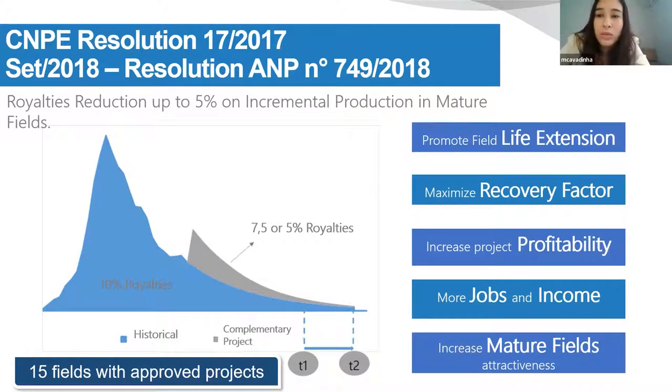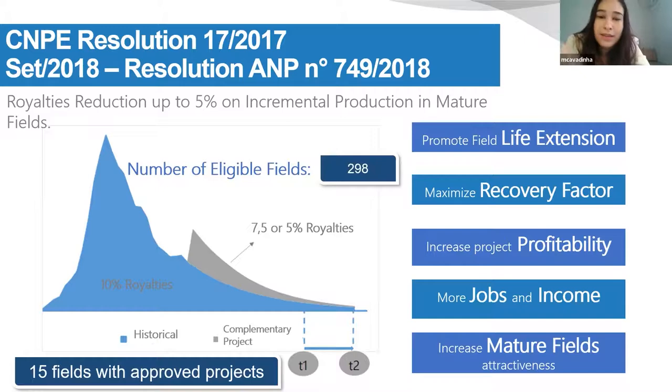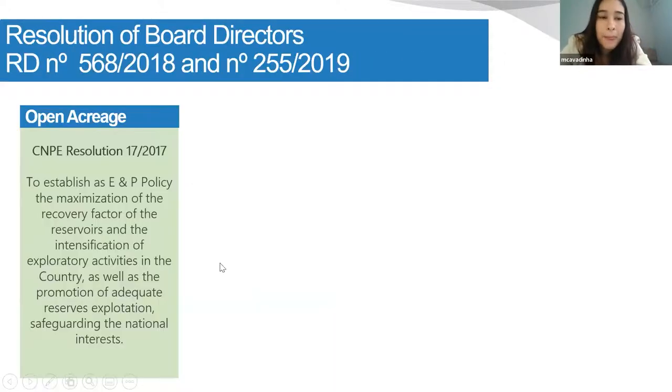So we want to add more economic incentives to the mature fields. As I mentioned, more than 300 fields are eligible for this kind of project. And independent of the project, any project could be eligible. For example, a new technique could be only management, or if you increase the production, we can have this royalty reduction.